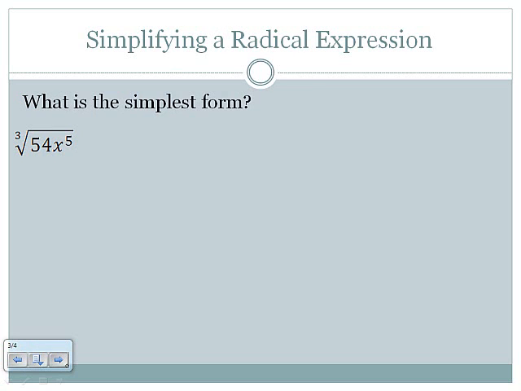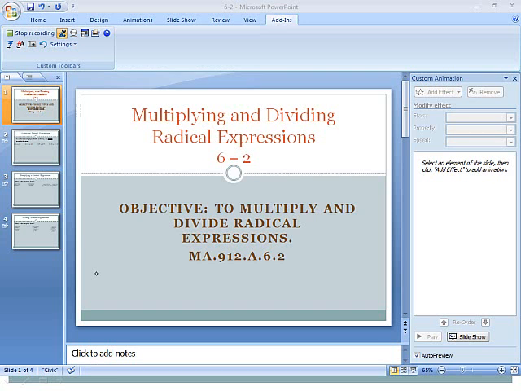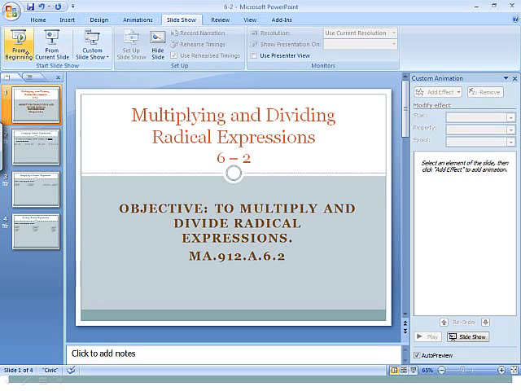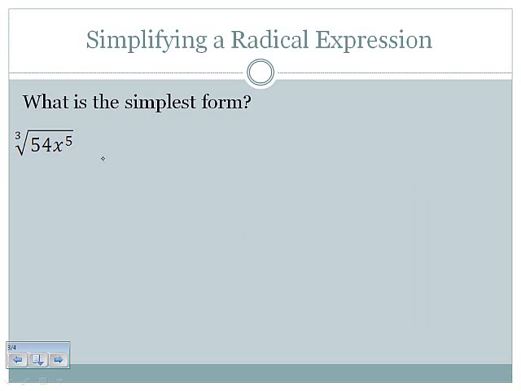Let's look at simplifying radical expressions. Yesterday we looked at simplifying radical expressions, so we're going to look at the same thing today, but today they don't simplify as easily as they did yesterday. So let's take a look.